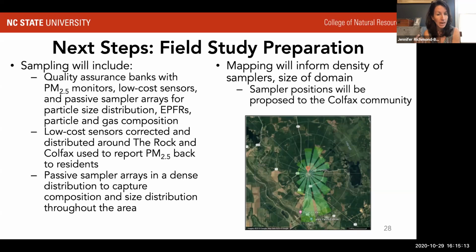We're going to couple that with a low cost sensor and an array of passive samplers that are going to be basically split up and analyzed for different things, one of which is particle size distribution, because we only get a subset of the particles from the active sampling from the high volume sampling. So we'll get size distribution, we'll get metals composition, the EPFRs, the environmentally persistent free radicals that are the impetus for this study.